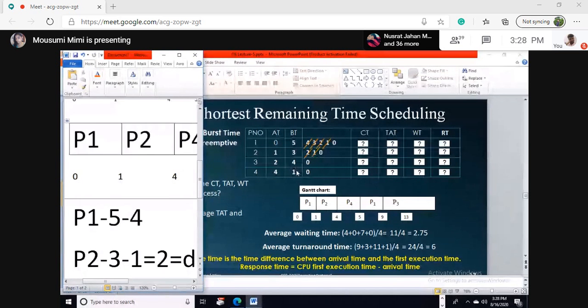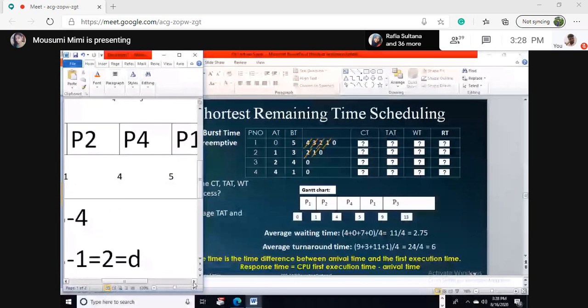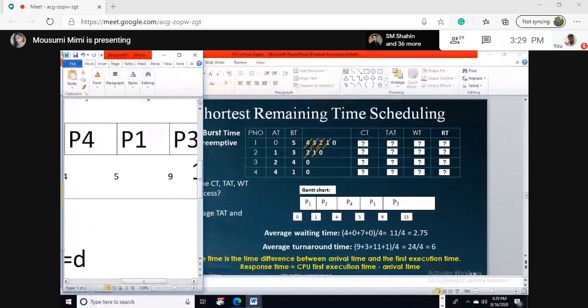So now first I will place process 4. So 4 plus 1 equals 5. Then come to process 1 and process 3. Both of them have a burst time of 4. Now who is pending? Process 1 is actually pending, suspended. So now I will take my process 1 and calculate 4 plus 5 equals 9, and then I place my process 3 and calculate 4 plus 9 equals 13.